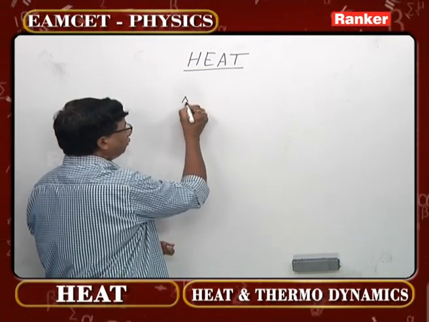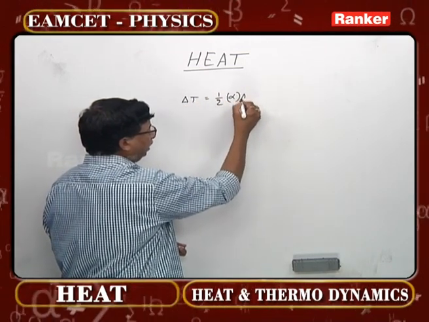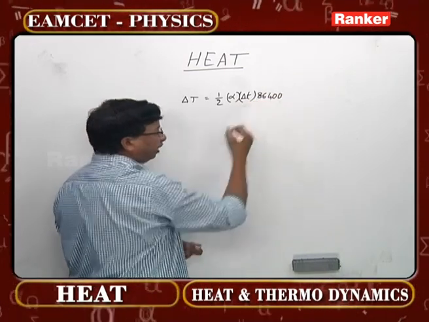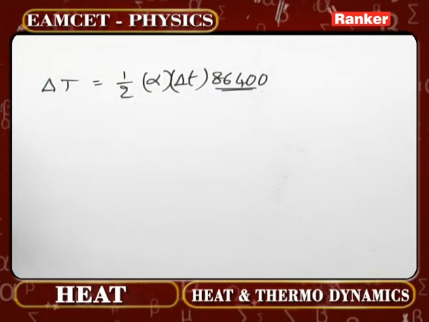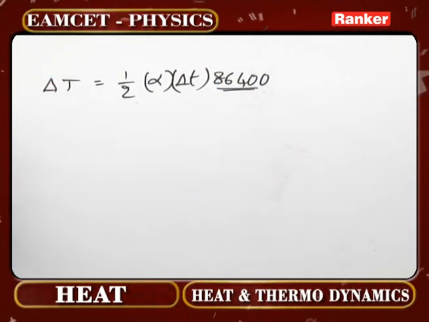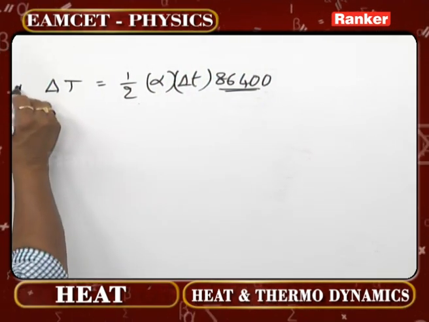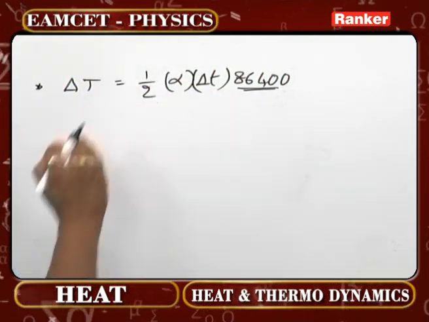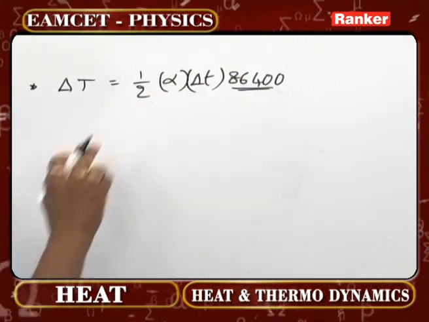That, of course, we used to take delta T is equal to half alpha delta T into 86,400 if it is per day. Otherwise, according to the time in which you want to have the variation in time, that much value you should write over there. So this is actually the change in time shown by a pendulum clock when there is a change in temperature existing at that particular place, that is delta T as such.